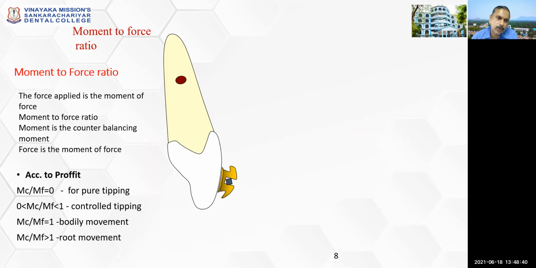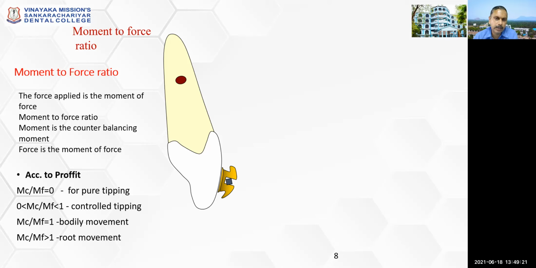Now also you should know, for control of tooth movement, the moment to force ratio. What is this moment? The moment, as I mentioned to you, is a tendency to rotate. But here the moment is called a counterbalancing moment. And the force, what you see here, is a moment of force. Don't get confused. You just understand in a very simple way, moment is the tendency to rotate.